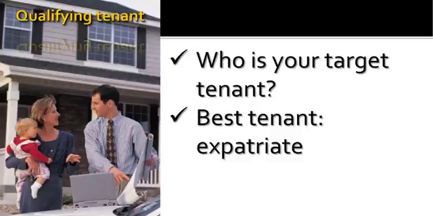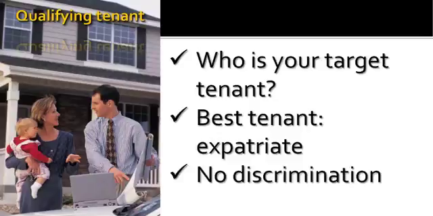However, of utmost importance, be certain that none of your qualifying criteria can be interpreted as discriminatory as far as race, color, or religion. It is against the law. You can, however, restrict your tenants to mature adults, no children or pets, retired aged people, etc.